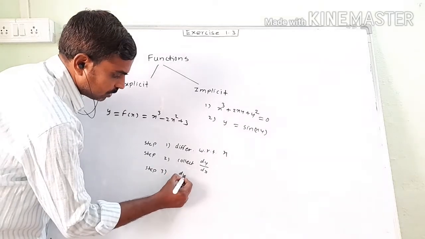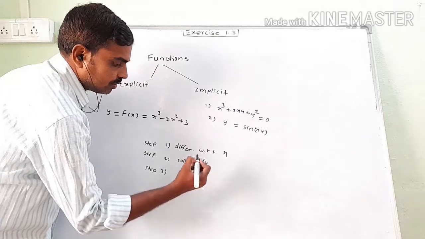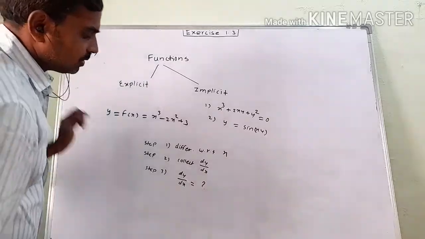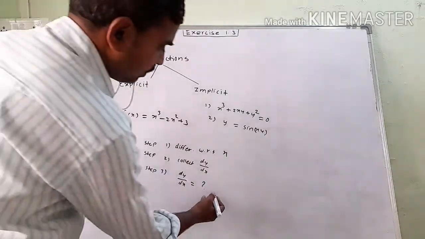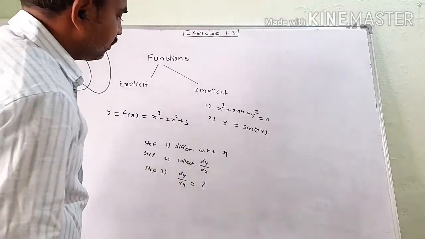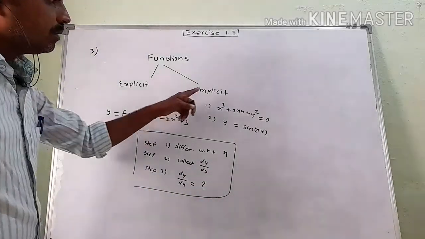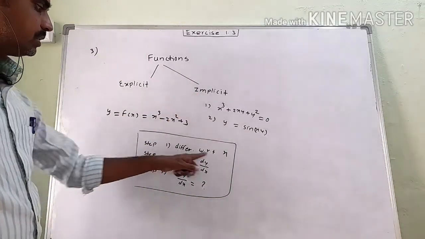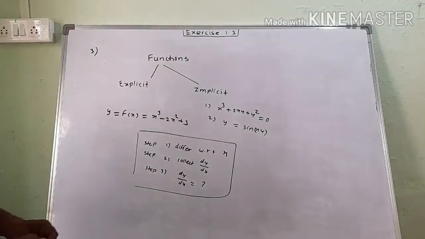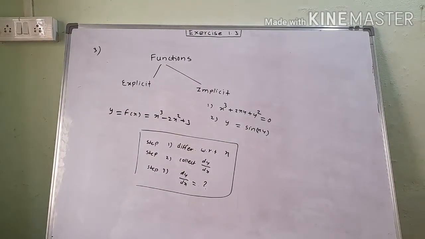Step third is we have to calculate the value of dy by dx. On the left side, completely the term should be dy by dx, and the right side will be the value in terms of x or y, which will be the required derivative of y with respect to x. This is the procedure to differentiate implicit functions. We differentiate the given equation, collect the terms of dy by dx, and lastly calculate the value of dy by dx. We will see this in third type examples.